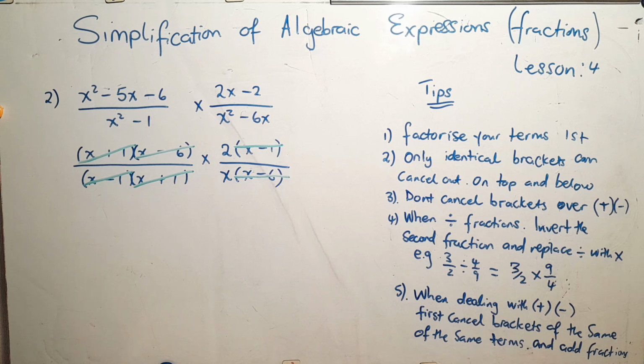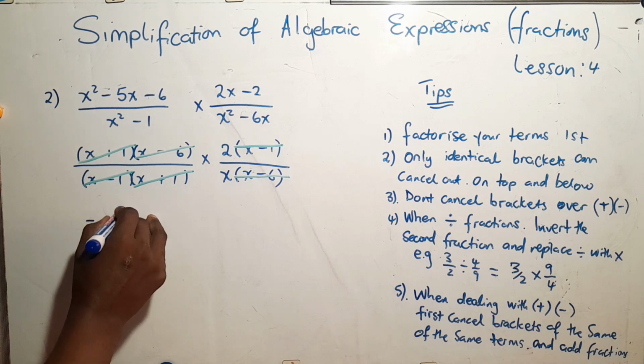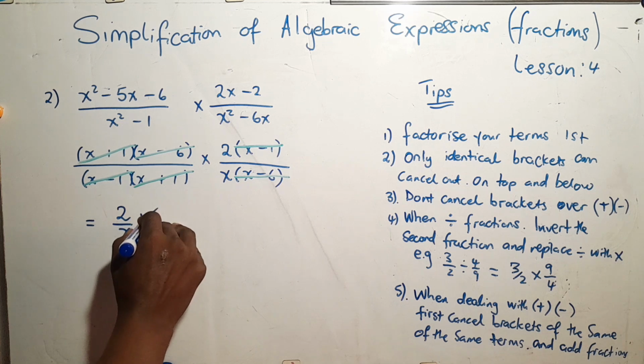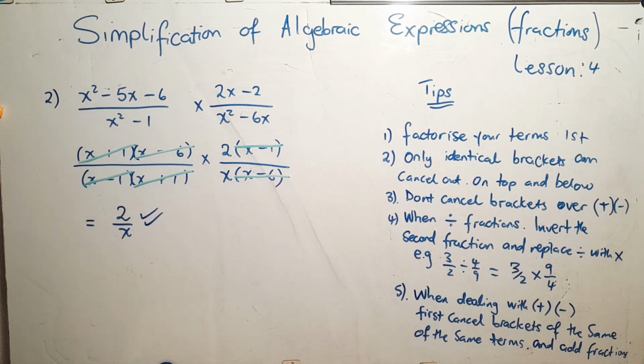So now it will mean that our terms will just be left with 2 over x, and that is simplified like that. So the key to every algebraic expression simplification is to know your factorization. Luckily I've taught you how to factorize. So let's move to the next one.